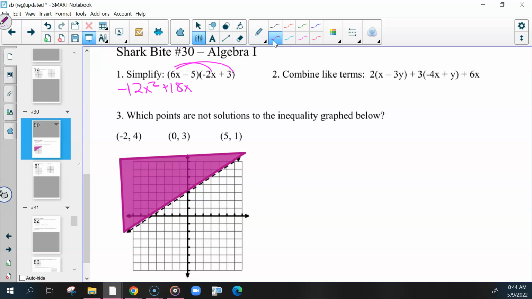And then what? -5. Okay, and what would that be? Positive 10x. And then, that would be what? So our final answer was what? -12x squared plus 28x.